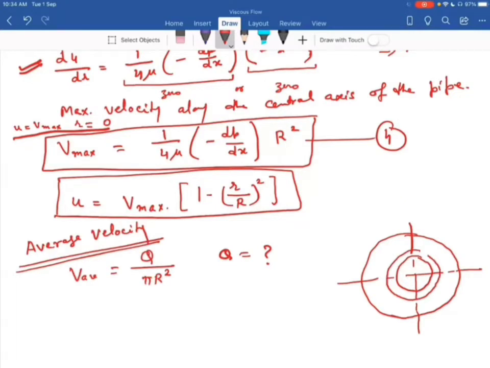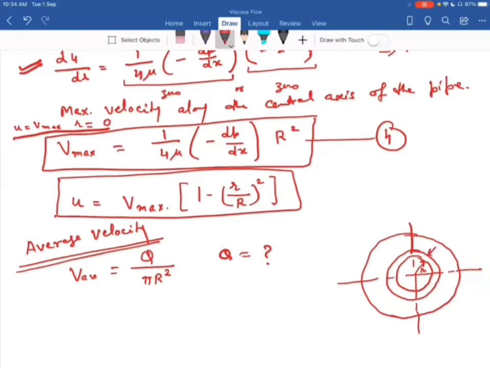Okay. This ring is at radius r, having thickness dr. Capital R is the radius of the pipe. So I consider this small ring. Now water enters through this small ring in a plane perpendicular to your screen, with a velocity, say small u.